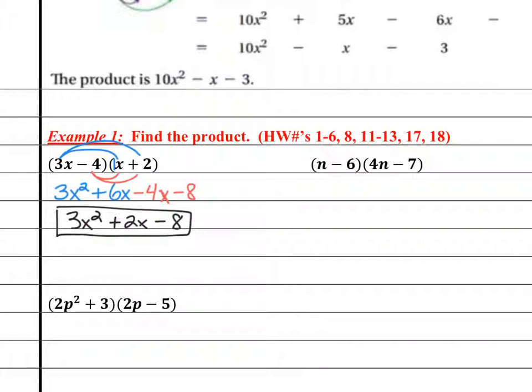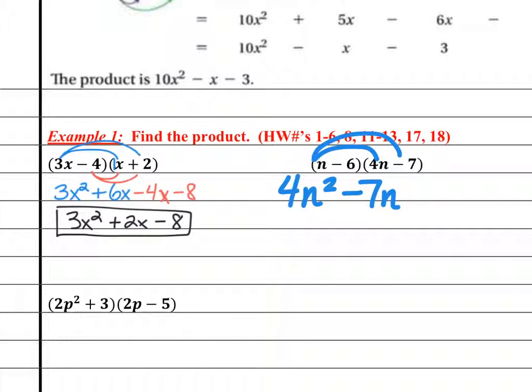We're going to start with n. What's the first thing I should multiply n to, Bella? 4n. Yep. n times 4n is what, Bella? 4n squared. Okay. Emma, what next? n times negative 7. Which is? Negative 7n. Good.